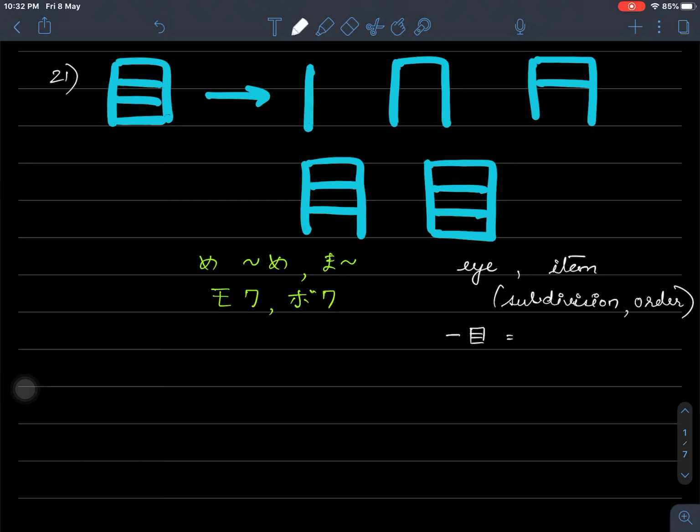If you remember, most of the kanjis which began with the kanji for 1 mostly took up the kun reading of hito. It's the same case here, where it is going to be read as hitome. There is an alternative onyomi reading present for this, which is ichimoku. It can also be read as ichimoku, and this means a look or a glance.